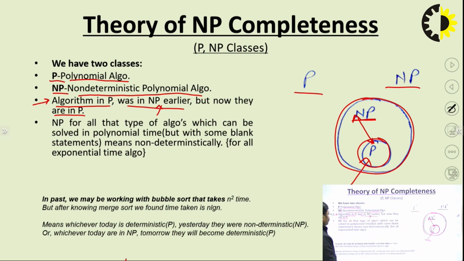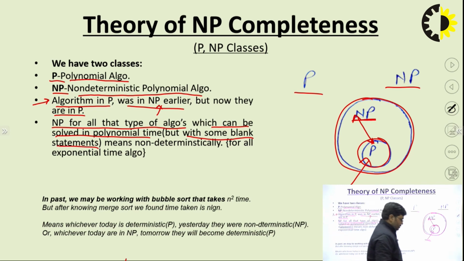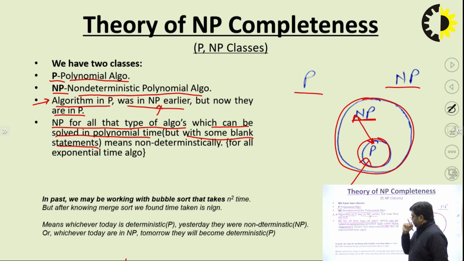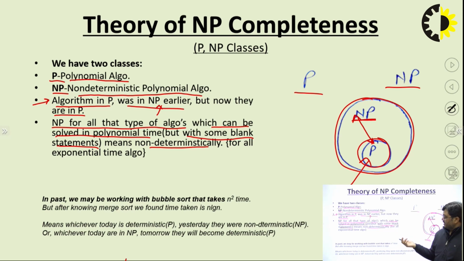The NP class is for all types of algorithms which can be solved in polynomial time but with some blank statements. So how can we design these types of algorithms? Means the NP class, for non-deterministic polynomial algorithms, has some blank statements, means non-deterministic statements, where we don't know how they are working.